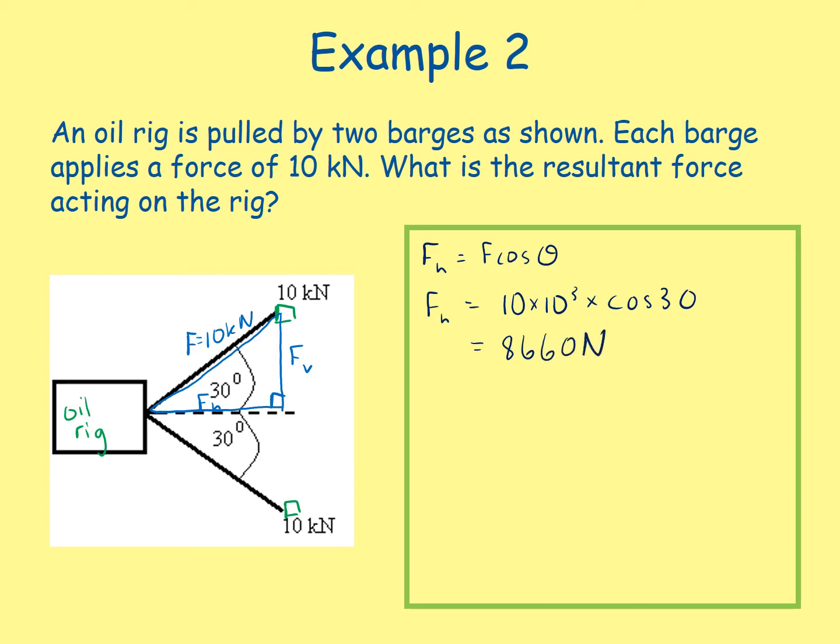But this is only the force applied by one barge. For both barges, because they're both at exactly the same angle and applying exactly the same force, all we need to do is multiply that by 2. So 8,660 multiplied by 2 gives us a final answer of 17,300 newtons.